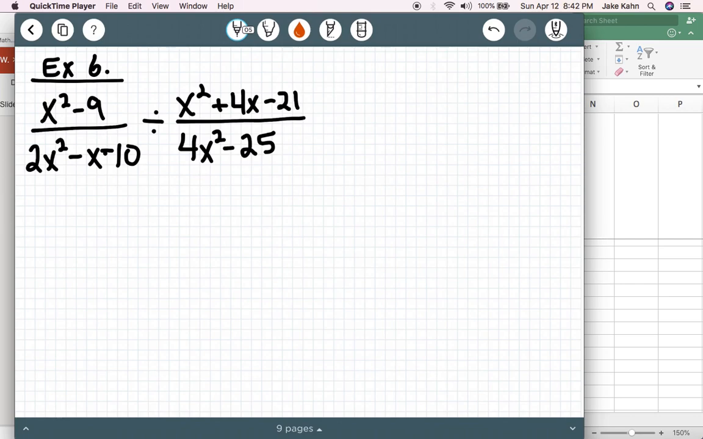So let's do it. On the top of the first fraction, we have x squared minus 9. This is called a difference of perfect squares. You need to know how to factor something like this. If you don't know how, please make sure that you're looking back in your notes or you're watching videos on Khan Academy. You can just Google difference of perfect squares. X squared minus 9 factors into x plus 3 times x minus 3.